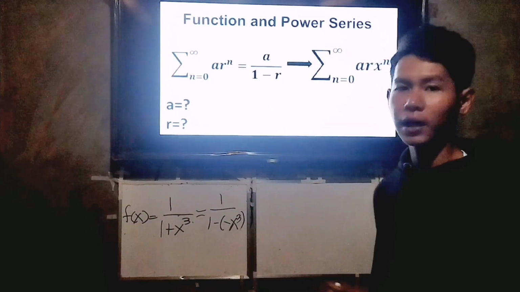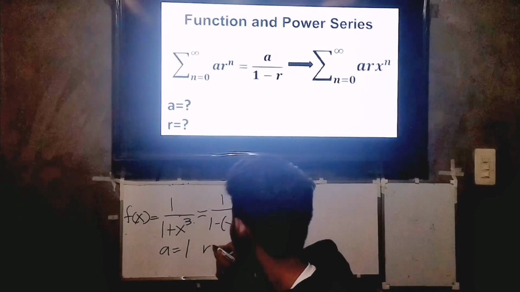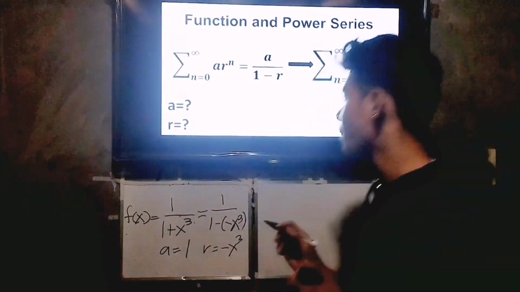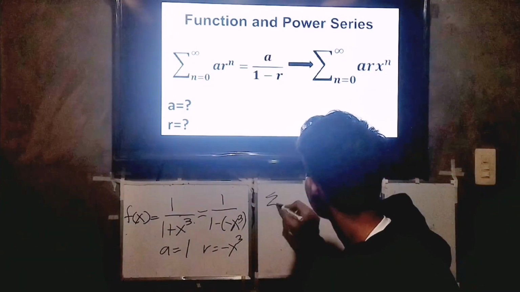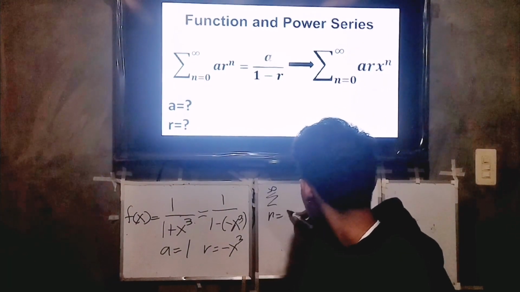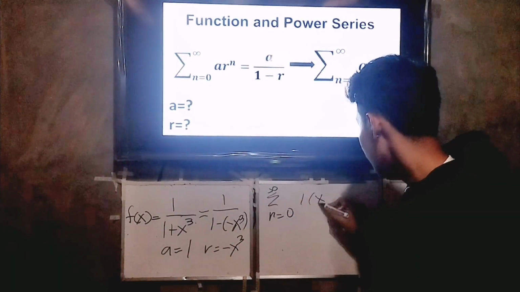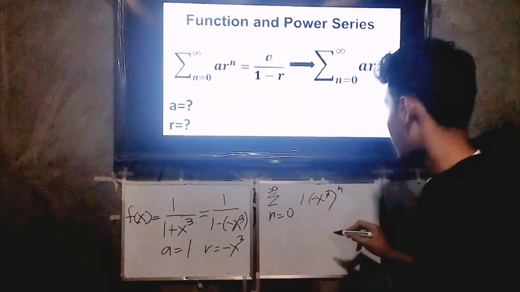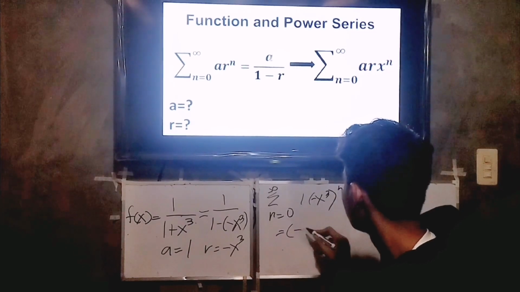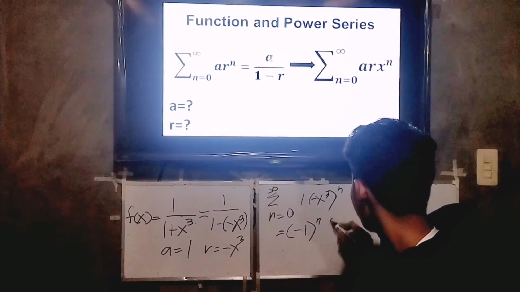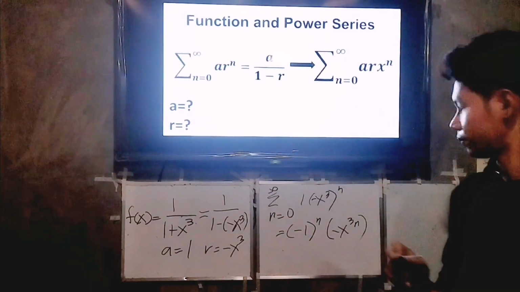Now in this form, we can easily identify that our a is 1 and our r is negative x cubed. Now we can proceed into this form. Let's multiply the 1 into negative x cubed to the nth power. If we multiply this, it will become negative 1 to the nth power times x to the 3n, positive.